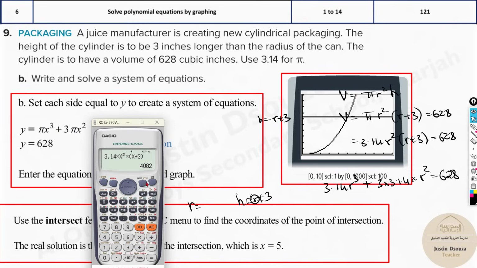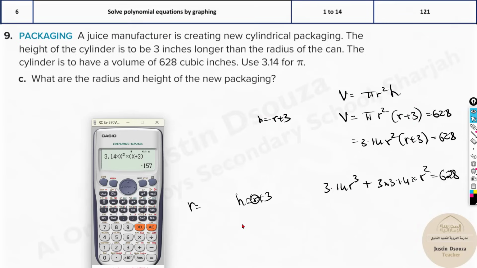Now say if it's 10, no, this is not 628. Let's calculate it at 5. Yes, this is 628. So this is the correct answer. All the others are wrong. Let's try even minus 5. It might be minus 5. No, it's wrong. That might be an option, but you will only get one correct answer.